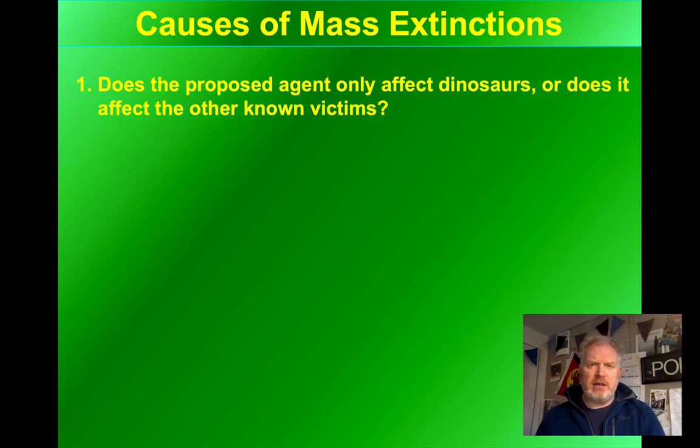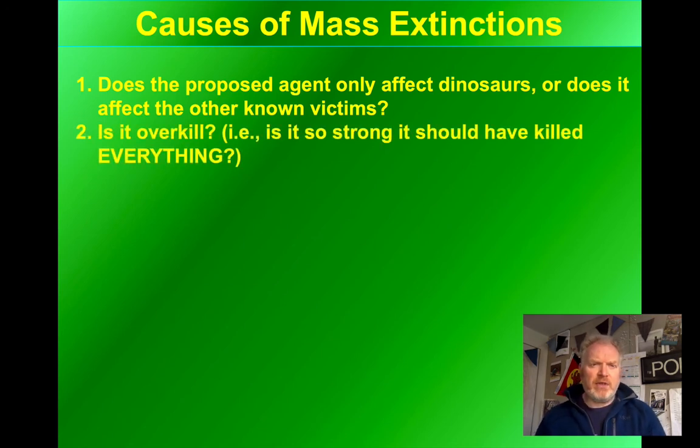Let's think about the end Cretaceous example. It's the most famous, the most studied, the one that killed the dinosaurs. If we're coming up with a mechanism to cause this mass extinction, we can't have something that perhaps only affects dinosaurs, because lots of other organisms died out at the same time. So any cause that we suggest needs to affect all the known victims.